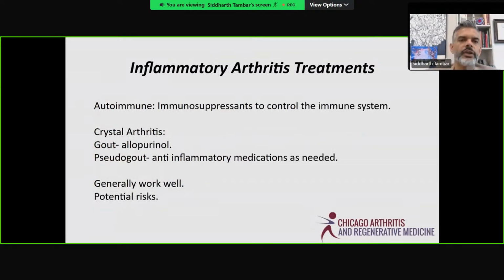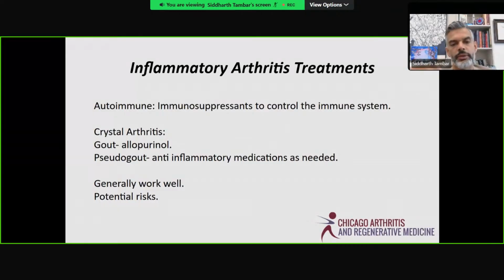The key here is, how do you treat inflammatory arthritis? For autoimmune issues, rheumatoid arthritis, psoriatic arthritis, when the condition is so many joints that are active, dozens of joints that are active, there is so much good data that you use medications that control the immune system to actually control the overall condition. For crystal arthritis, for gout, use a medication called allopurinol that helps to reduce your uric acid level, that helps to prevent gout from happening.